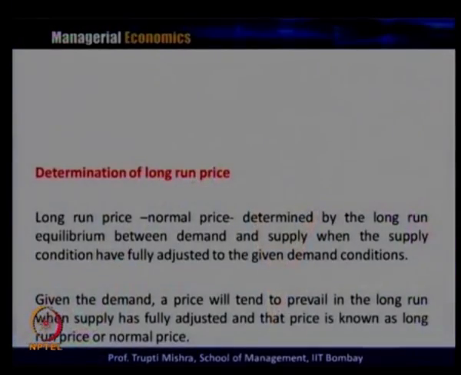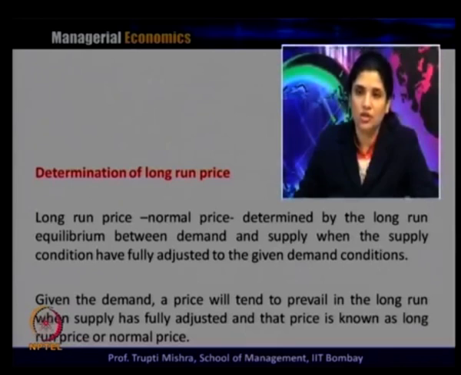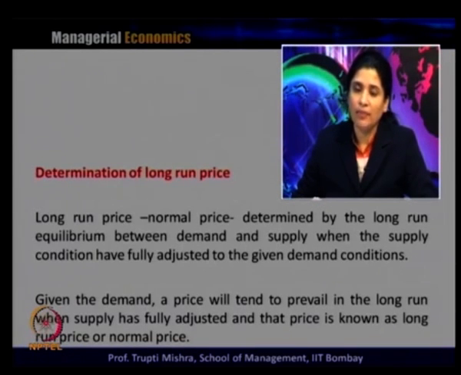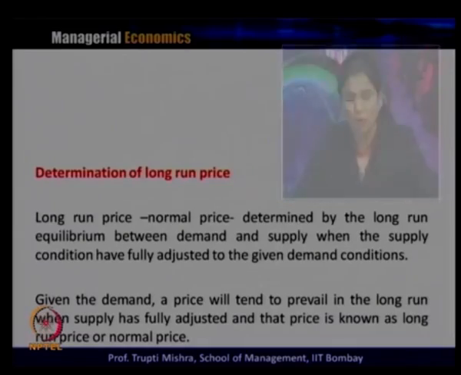Then we will talk about how the equilibrium price is decided in the case of the long run. Long run is a case of a normal price, again determined by the long run equilibrium between demand and supply, when the supply conditions are fully adjusted to given demand conditions. Given the demand, a price will tend to prevail in the long run when supply is fully adjusted, and that price is known as the long run price or the normal price.